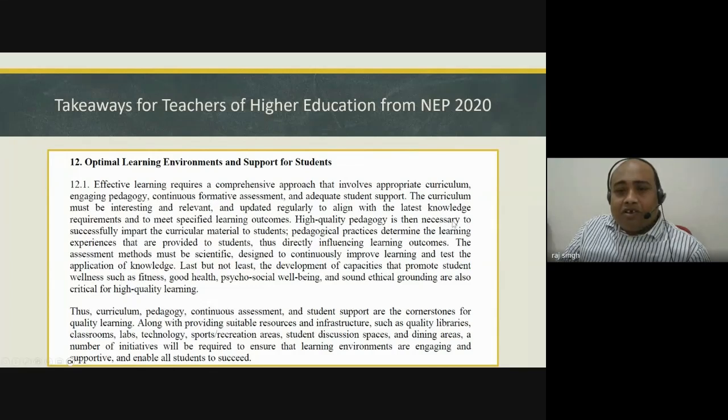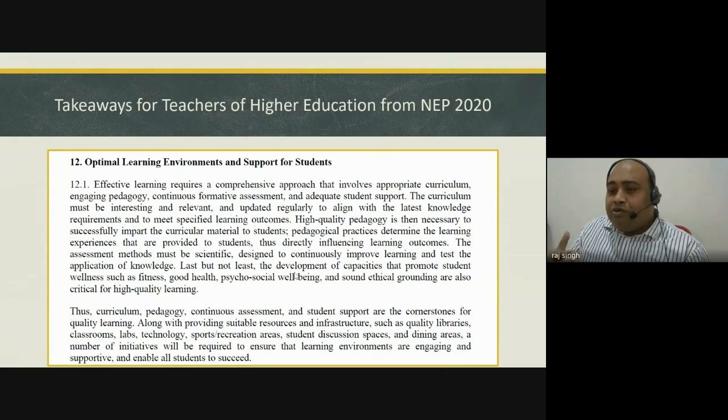High quality pedagogy is necessary to successfully impart the curriculum material to students. Pedagogical practices determine the learning experiences that are provided to students, thus directly influencing learning outcomes. The assessment methods must be scientific, designed to continuously improve learning and test the application of knowledge. Last but not least, the development of capacities that promote student wellness, such as fitness, good health, psychosocial well being, and sound ethical grounding, are also critical for high quality learning. So it says optimum learning environments and support for students. This is the role of the teacher.